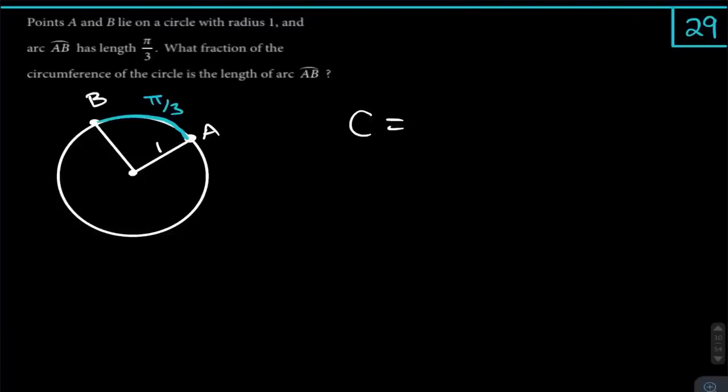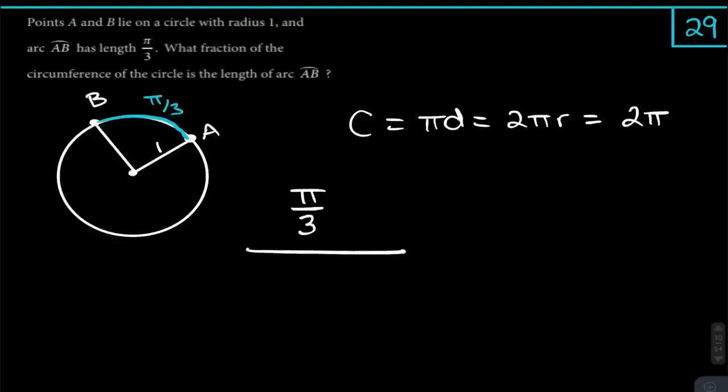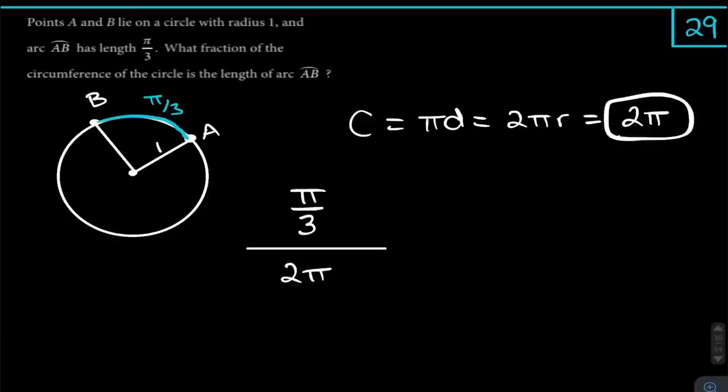If you're looking at this and you're stumped, you're like, okay, how can I incorporate the radius here? Well, that's exactly how. We know circumference is pi d, which is 2 pi r, right? And so plugging in the radius that we know, which is 1, it would be 2 pi. And so the little mini guy here, the little arc, that's just pi over 3. So what fraction is that of 2 pi, which is the circumference of the entire circle here?